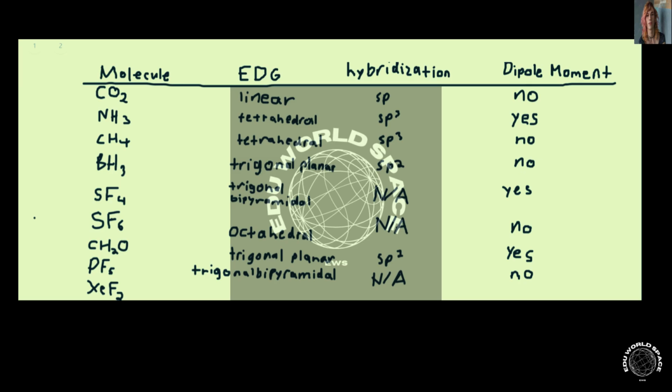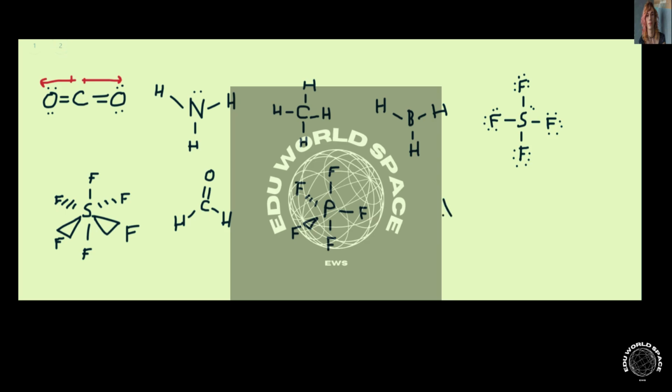Now for xenon, we're going to draw XeF2. Xenon has 8 electrons, fluorine has 7. So 7 plus 7 plus 8, that's 22. So 1, 2, 3, 4, 5, 6, 7, 8. That means that there are 6 electrons left. So we have to put 3 lone pairs on our xenon. And let me just move everything to the left a little.